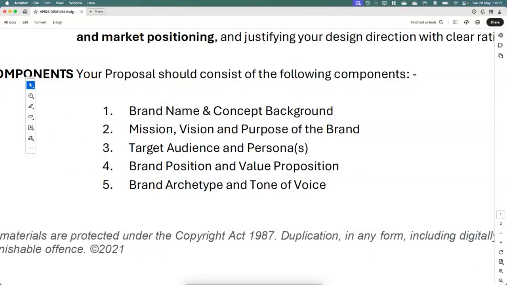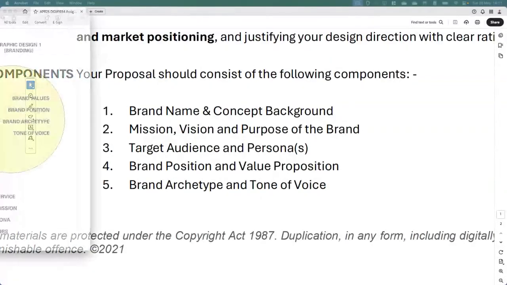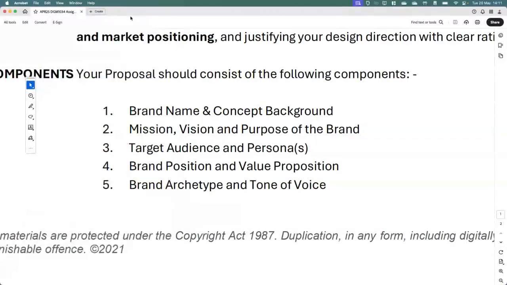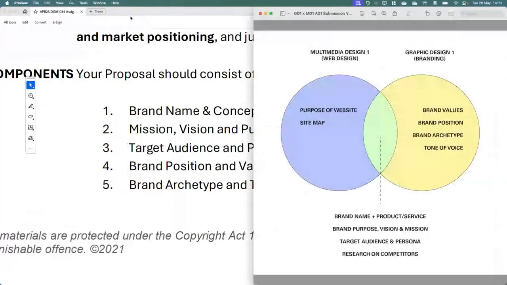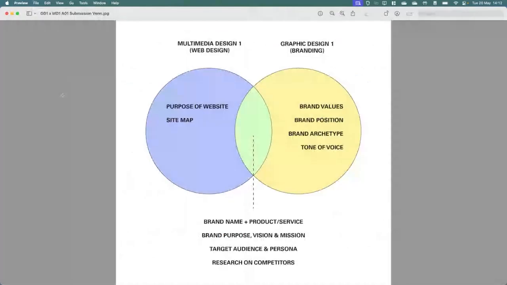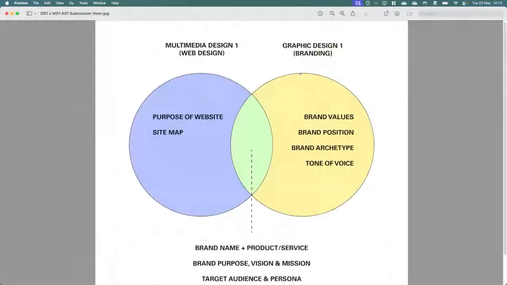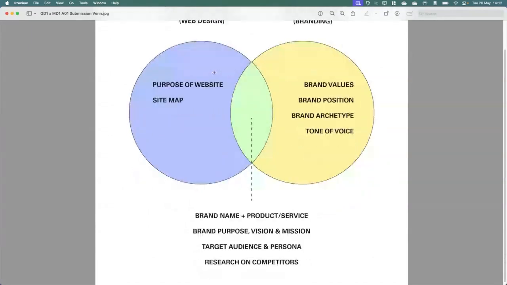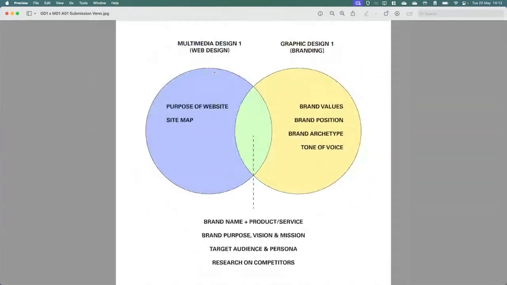All right, and I have prepared this graphic for you to clarify what it is that you need to prepare for both assignments, because I'm not sure if it's very confusing for you between the graphic design one and multimedia design one. Graphic design one is the branding subject which we are having now. Multimedia design one is the website design subject. So you will be using the same brand for both assignments.